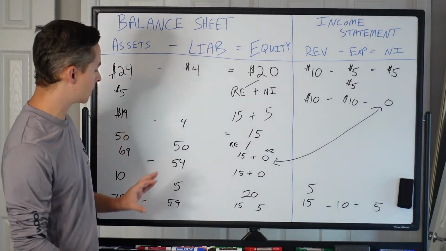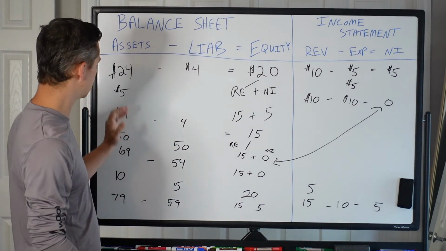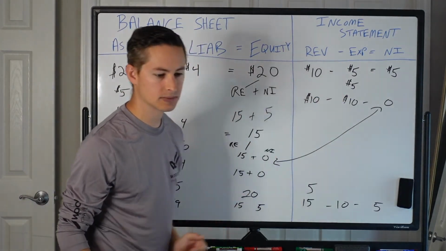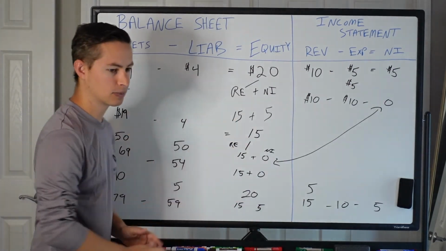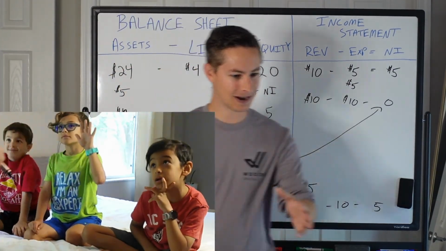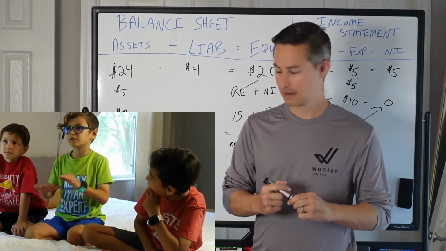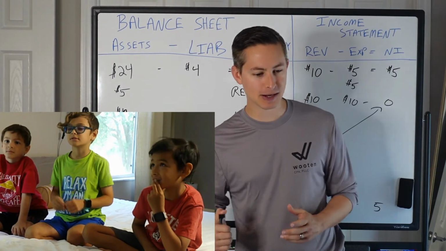So sometimes a transaction can just be on the balance sheet. Sometimes it can be split between the balance sheet and the income statement. But everything has to remain in balance. That's how you know if something's right or wrong. It has to equal. I didn't put the dollar signs. It takes too much time to write them out.